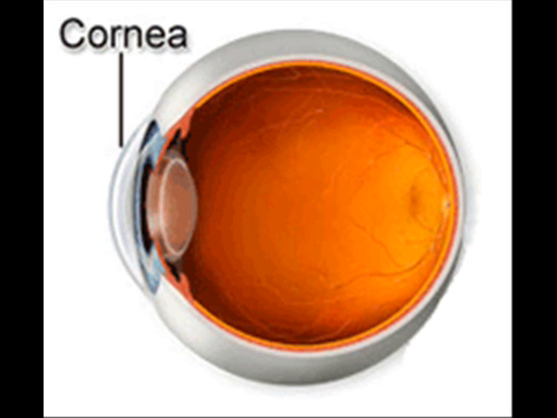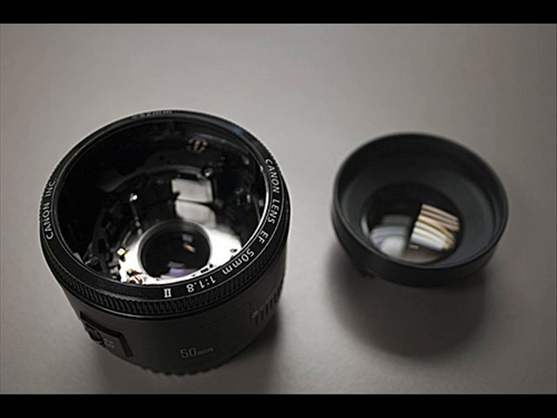When light first hits the eye, it travels through the cornea, which is the outer protective lens of the eye. The cornea both bends the light and protects the inner lens and iris. Similar to the way the cornea protects the inside of the eye, the outer lens of a camera protects the inner components, as well as bends the light.